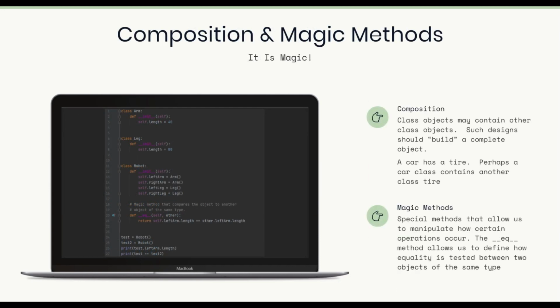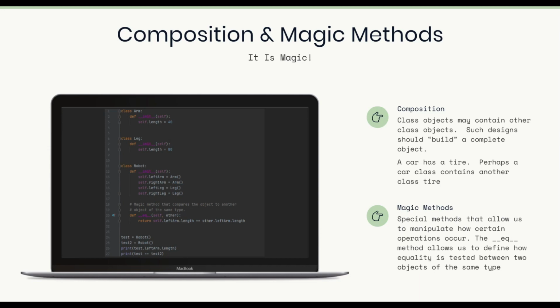Composition and magic methods. Is it magic? Well, let's take a look. Composition. Class objects may contain other class objects. Such designs should build a complete object. A car has a tire. Perhaps a car class contains another class tire. And magic methods. Special methods that allow us to manipulate how certain operations occur.